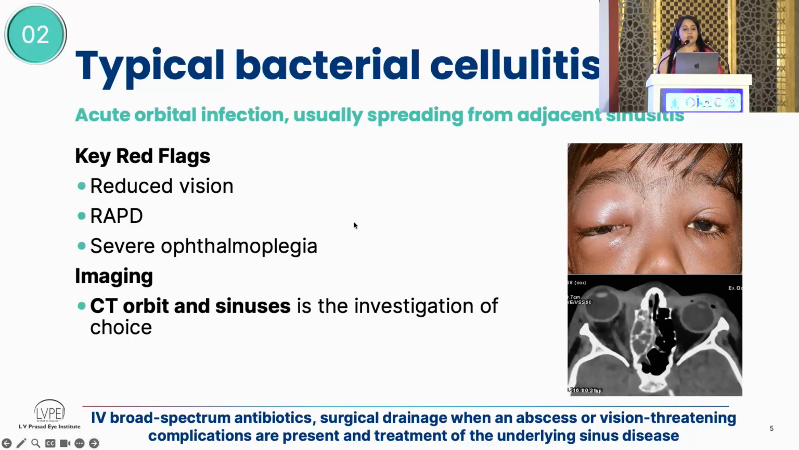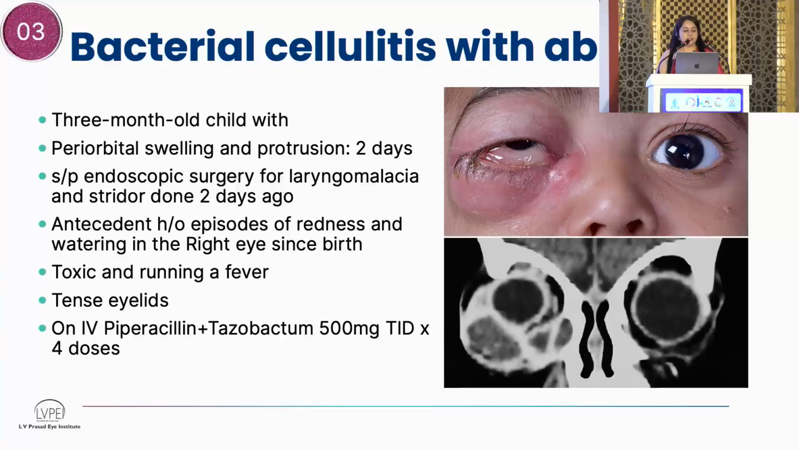CT remains the investigation of choice, and you want to see the paranasal sinuses because that's where it's coming from in most cases. And you treat these patients with IV broad spectrum antibiotics for about 48 hours and then introduce steroid, because by then it's just the toxin and inflammation and the infection has actually died down, and you'll see a dramatic improvement in the condition.